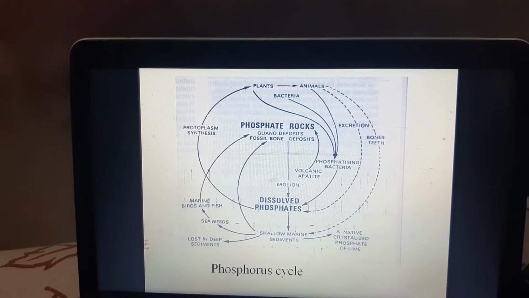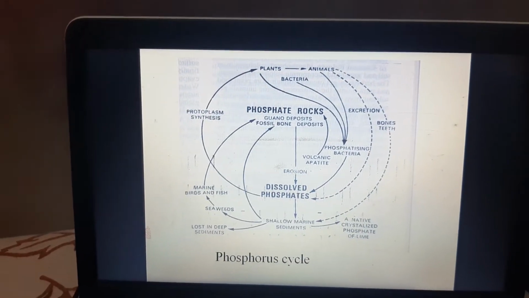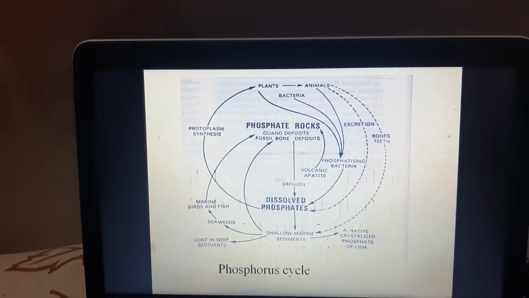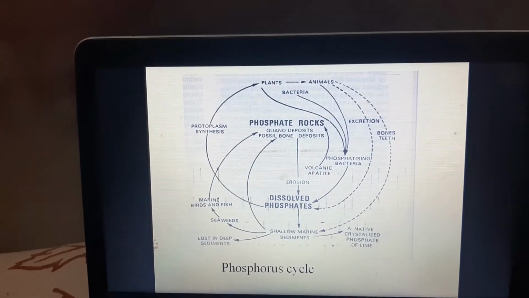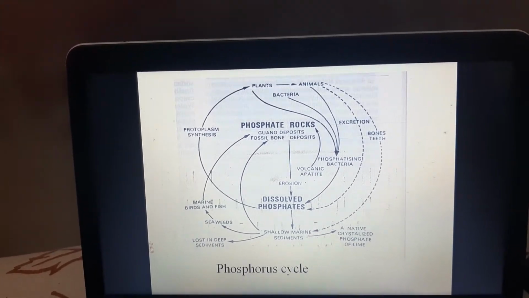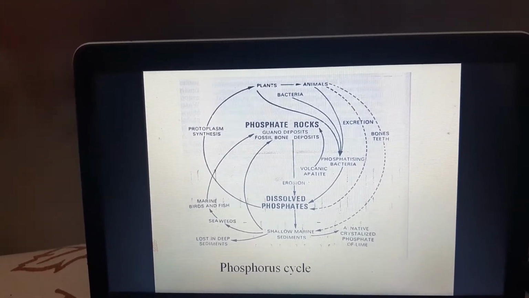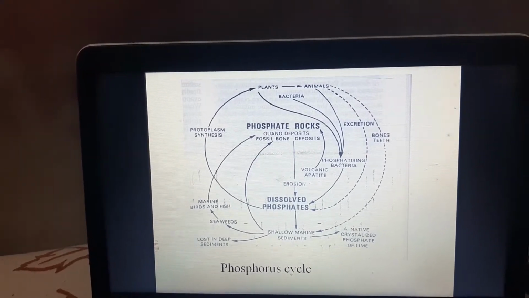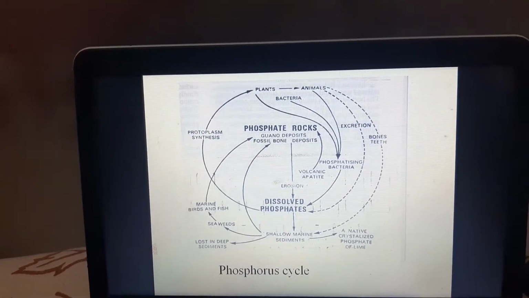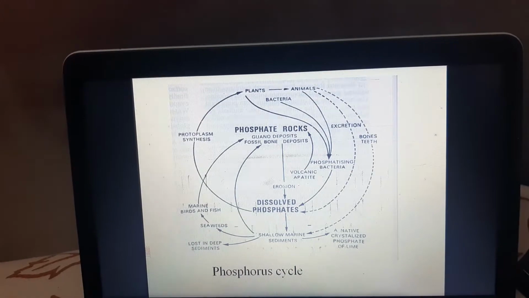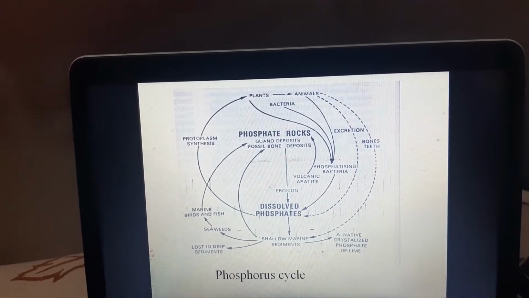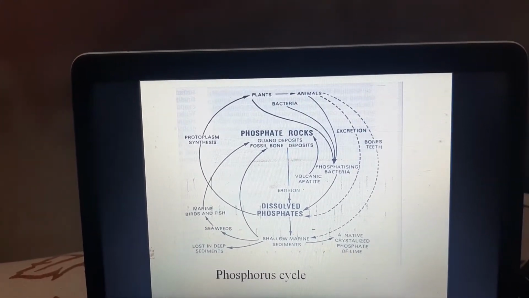And next, when herbivore animals feed on the plants, this phosphorus will be transferred to the animals, that is herbivores. Next, this will go on to the carnivore animals. So this way, it is utilized from the soil.